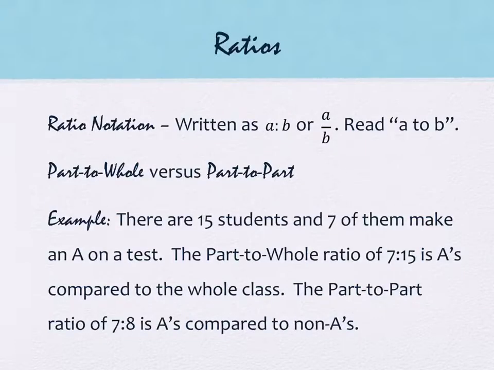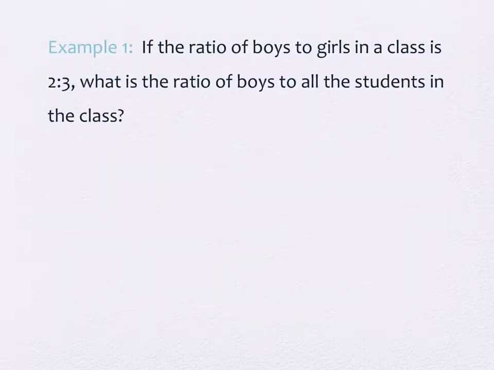We can move back and forth between these. Let me go back to the example we just had. Where did the 8 come from? Yeah, it was 15 minus 7, right? 15 total people, 7 A's, so there's 8 that didn't make A's. So we should be able to move back and forth between these two ratios if we're given the right information to do that. Example 1 is one of those scenarios.